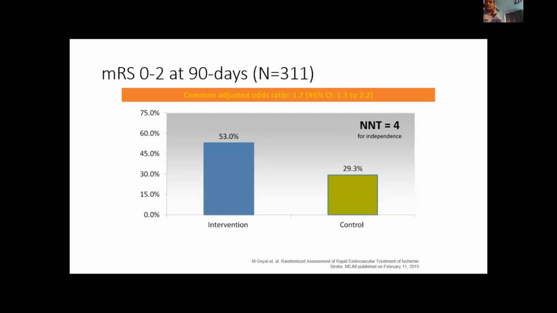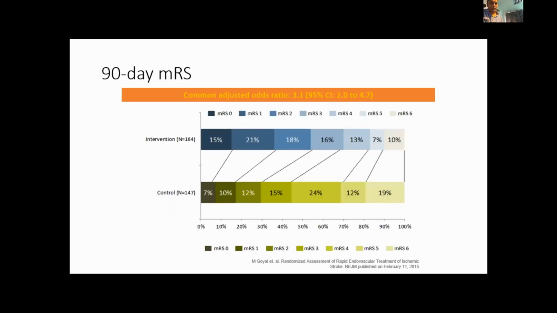MRS 0 to 2, so that's a good outcome. Numbers needed to treat was 4. So that is, there's no intervention that I can think of with that degree of improvement. So that changed the landscape entirely. And certainly for stroke medicine it did. And so, not just MRS, this is just different showing, I guess.